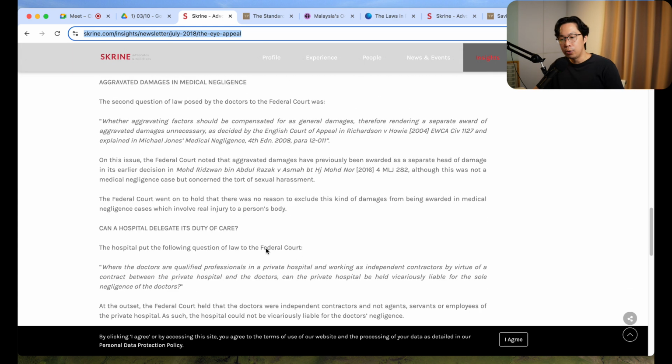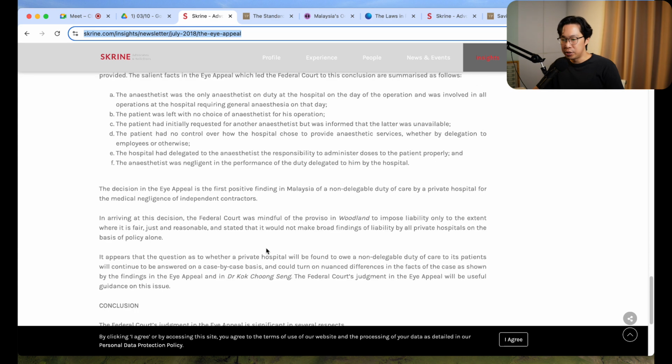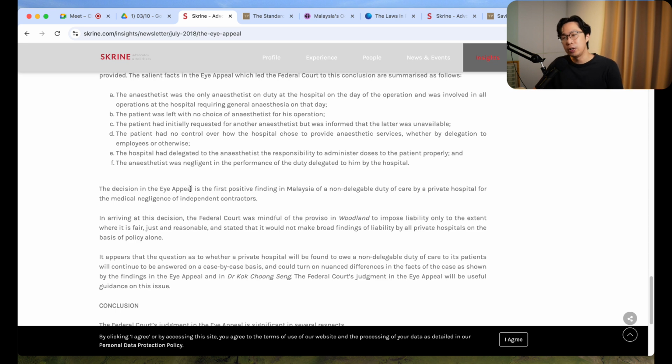We'll come across that when we do questions. Okay, it is a very interesting read. This is what we call the eye case. This case is what we call the eye appeal case because of the blindness of the eye.